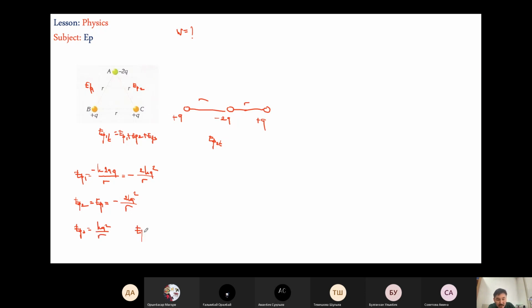Now the total potential energy here, at first, in the shape here that I have, the triangle, is minus 2kq square over r, minus 2kq square over r, and plus kq square over r. So you see, minus 4 and plus 1, minus 3. That will be minus 3kq square over r. Now I have to calculate the second part, of course.